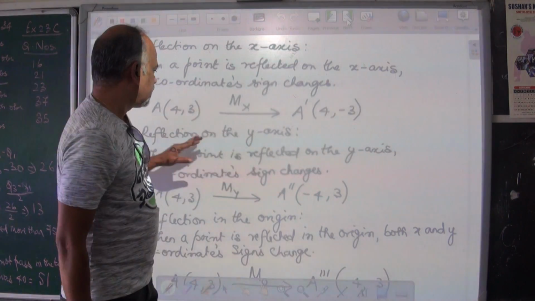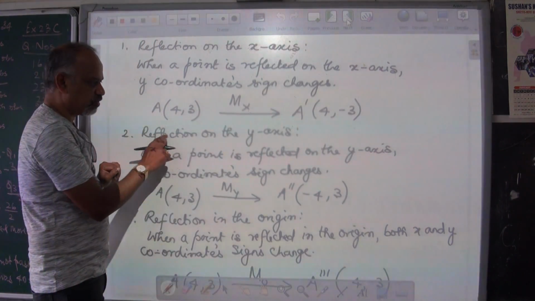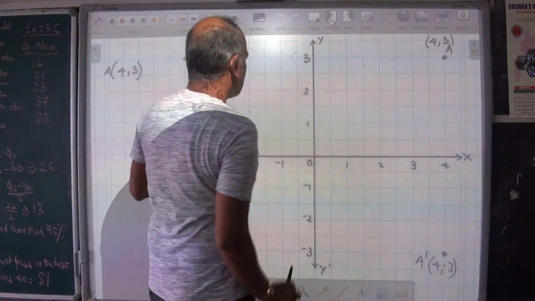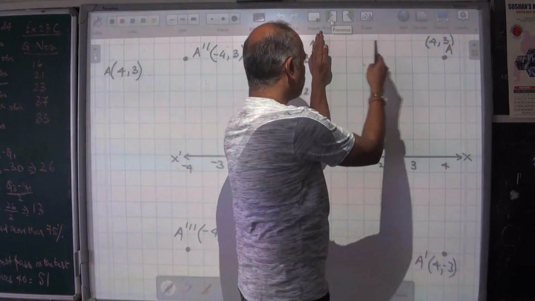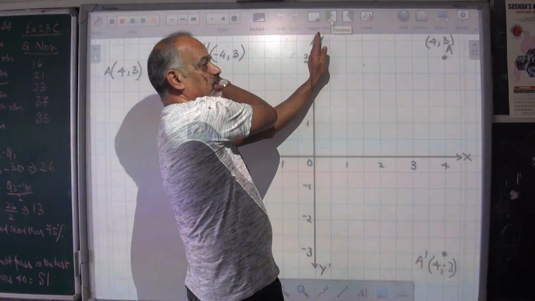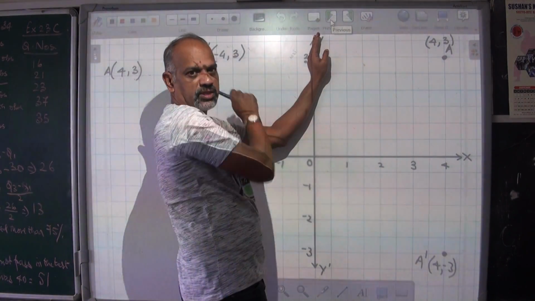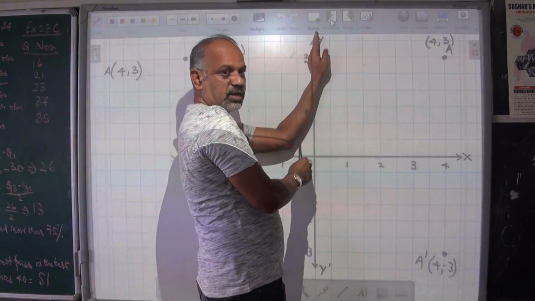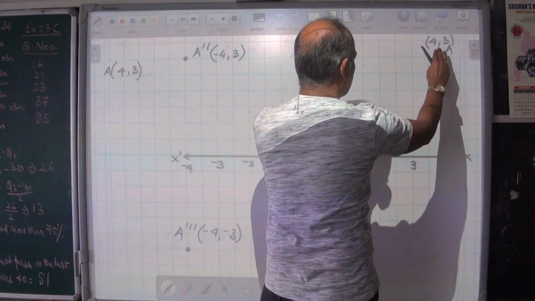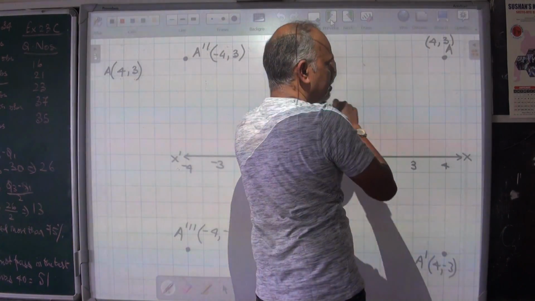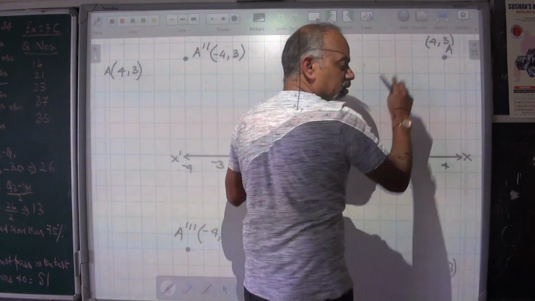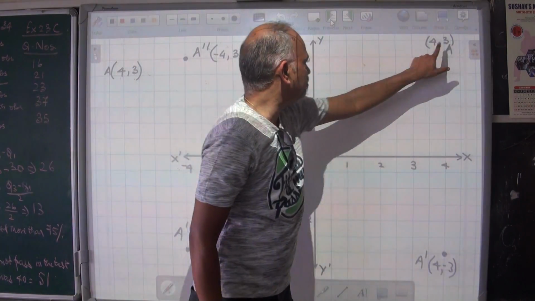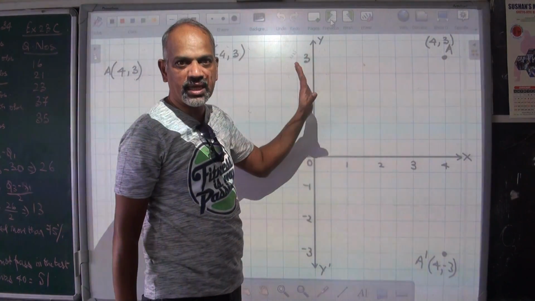Then the second one. When you do reflection on the y-axis, let's go back. This was our point, and we reflected it on the y-axis. This was the reflection. This is the image that you get. This was the object, this is the image, and this is the mirror, the y-axis. Now see the change. 4, 3 became -4, 3. 4 has become -4, which means the x coordinate sign has changed, and 3 remains the same. That is, the y coordinate sign doesn't change.